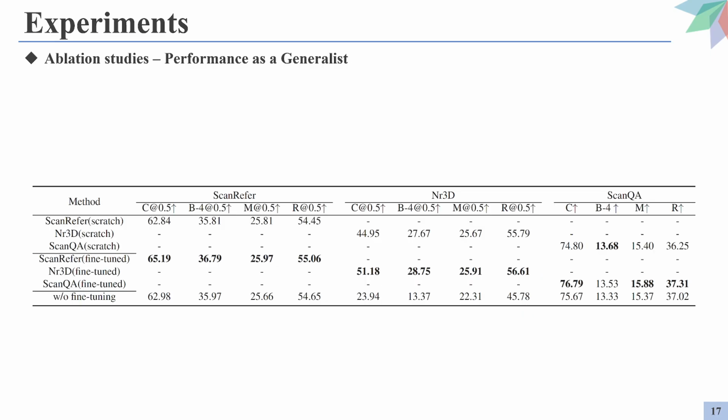The generalist experiment evaluates whether the model can distinguish between different tasks based on textual instructions and visual prompts. The first 3 rows show the performance of models trained from scratch on a single task, while the next 3 rows show fine-tuned models. The final row reports direct evaluation without any fine-tuning. The results demonstrate that the model can successfully differentiate between 3D dense captioning and 3D question answering while achieving strong performance.